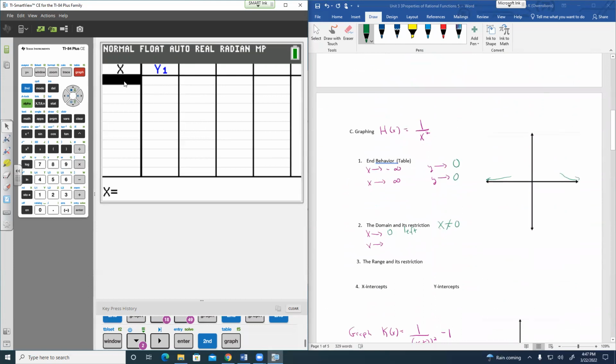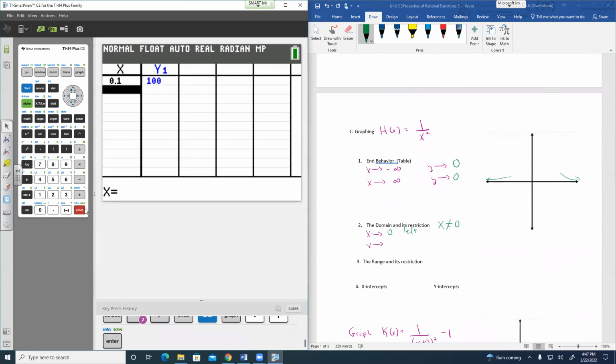If I choose x to be 0.1, notice y is 100. That's getting very large. If I pick a number even closer, like 0.01, that's smaller than 0.1, notice I get 10,000. So as I get closer and closer to 0, this graph is getting extremely large. The only value I can easily see is if I pick 1, I get 1, 1.